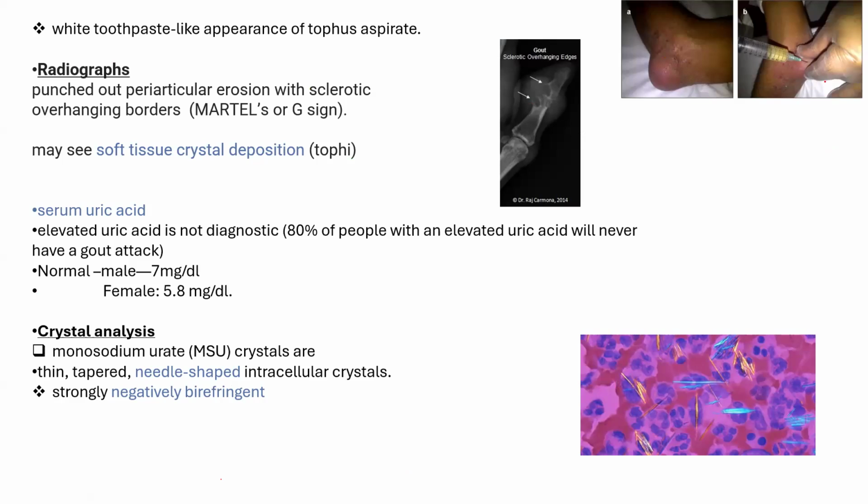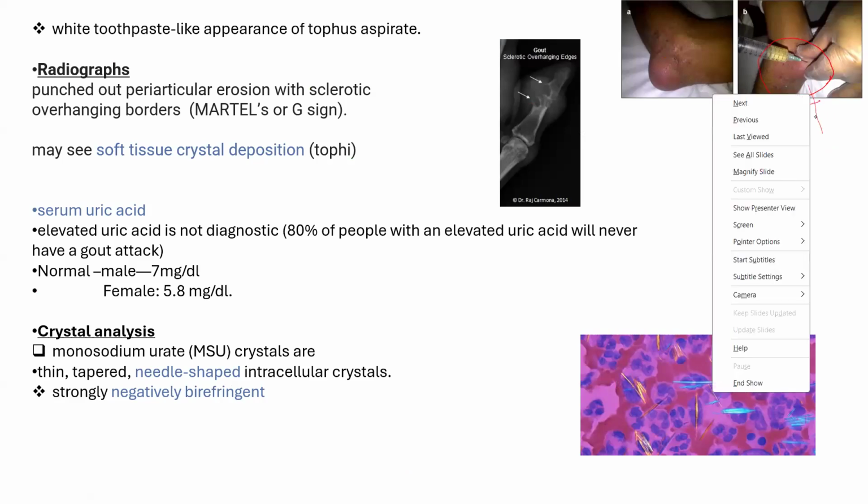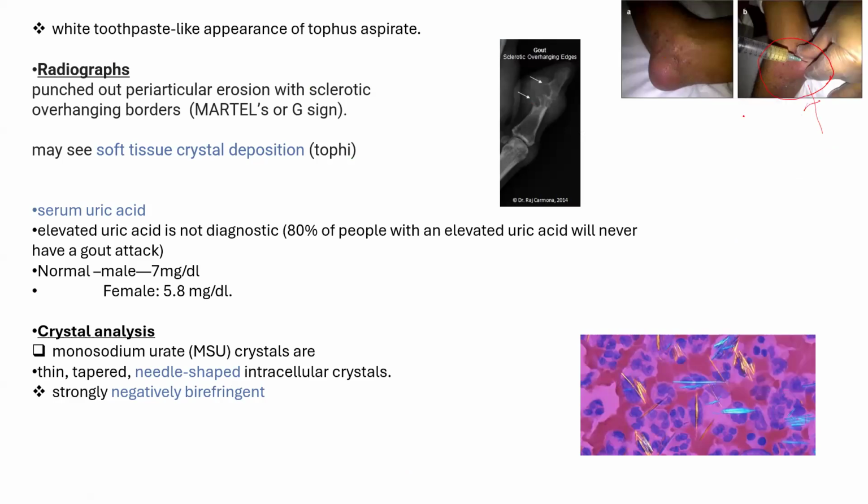So what is there in the joint? If you aspirate the joint in a patient who has gout, you will get white cheese-like or toothpaste-like material. It's not a serum or a fluid, it's a cheesy or toothpaste-like material that comes out. So how will you diagnose gout?